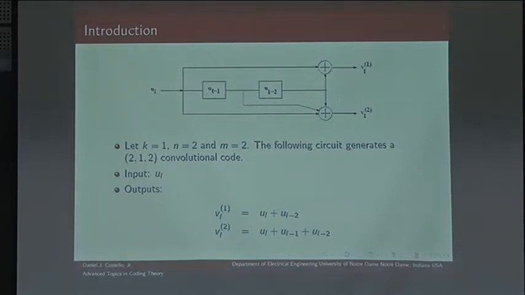And the second output bit is the sum of the current input bit, which comes in here, the previous input bit, 1 time unit in the past, which is now stored here, and the input bit 2 time units in the past, which is stored here, and we see that sum represented here. Again, all these operations are modulo 2 addition. So it's kind of straightforward, at least for simple encoders, to draw the encoder diagram based on the equations. Or if you're given the encoder diagram, you can write down the equations.